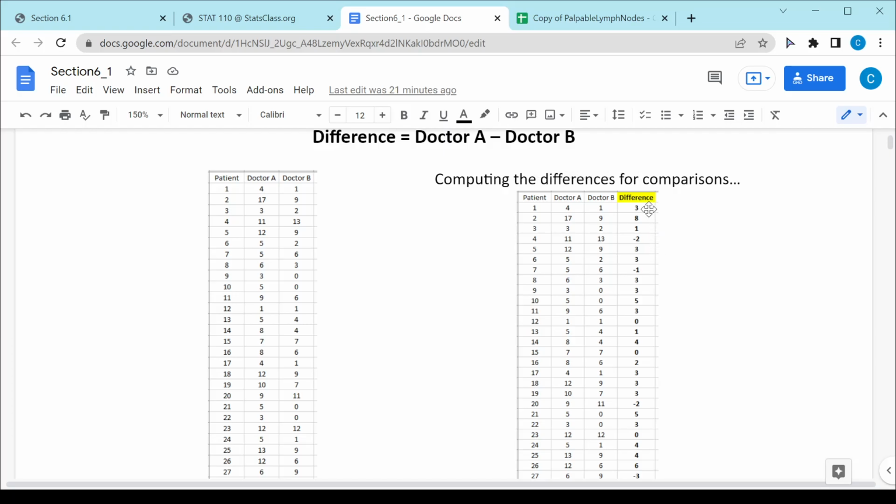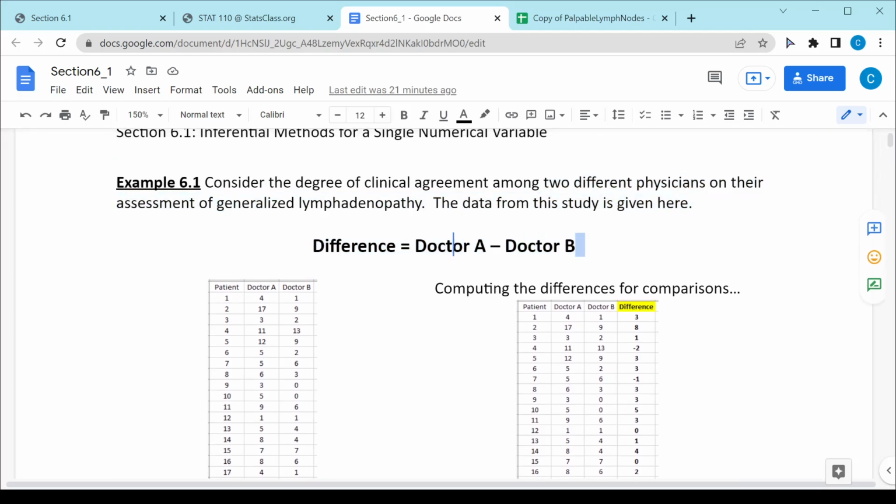Here we can see that the first difference is 3, the next one is 8. We have a -2 here. That just means that Dr. A found less than Dr. B. I computed the differences here as Dr. A minus Dr. B. So that is important when you're interpreting the output, to understand how the differences were computed.